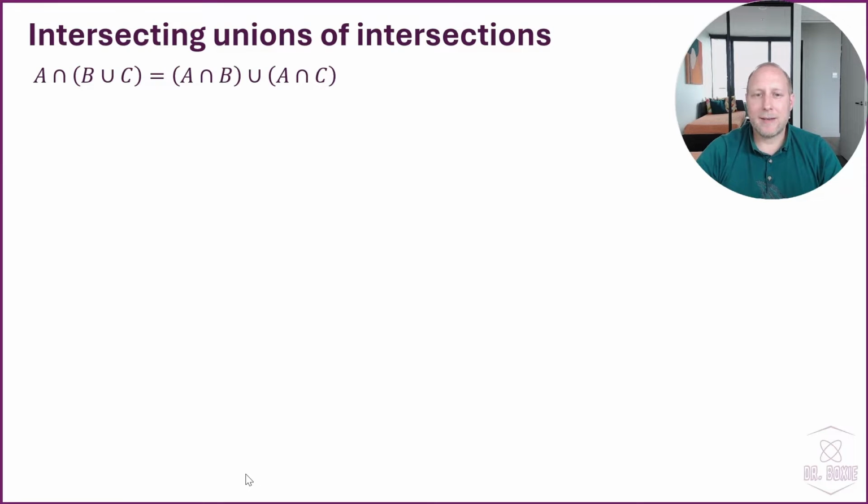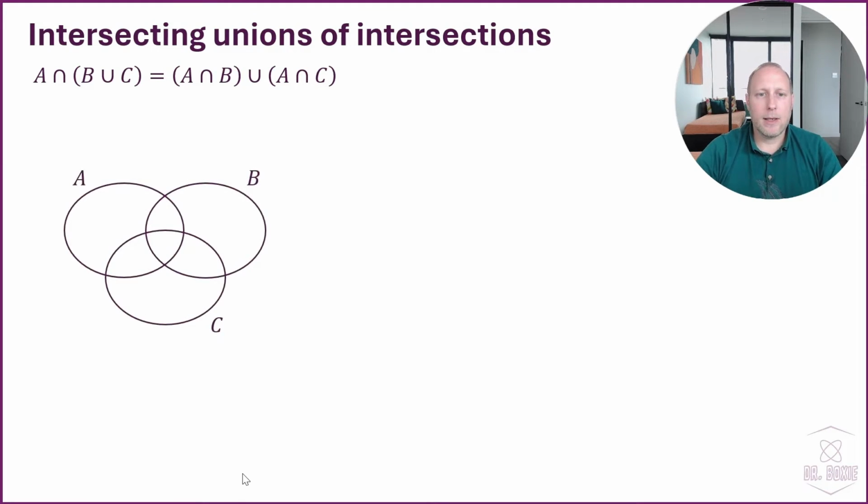How can we see that visually? Well, let's consider 3 sets A, B, and C. And we will look at first the left-hand side. So we want the intersection of A with B union C. Now, what is B union C? B union C is everything that is either in B or in C. So that is all of C and all of B. So that is what it looks like, all of this.